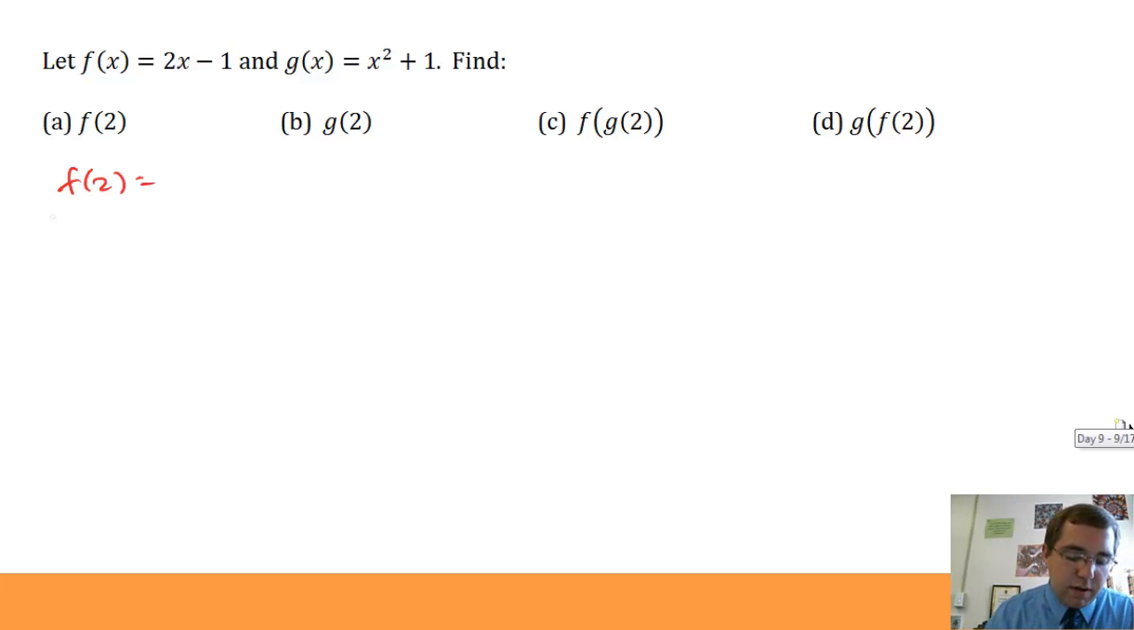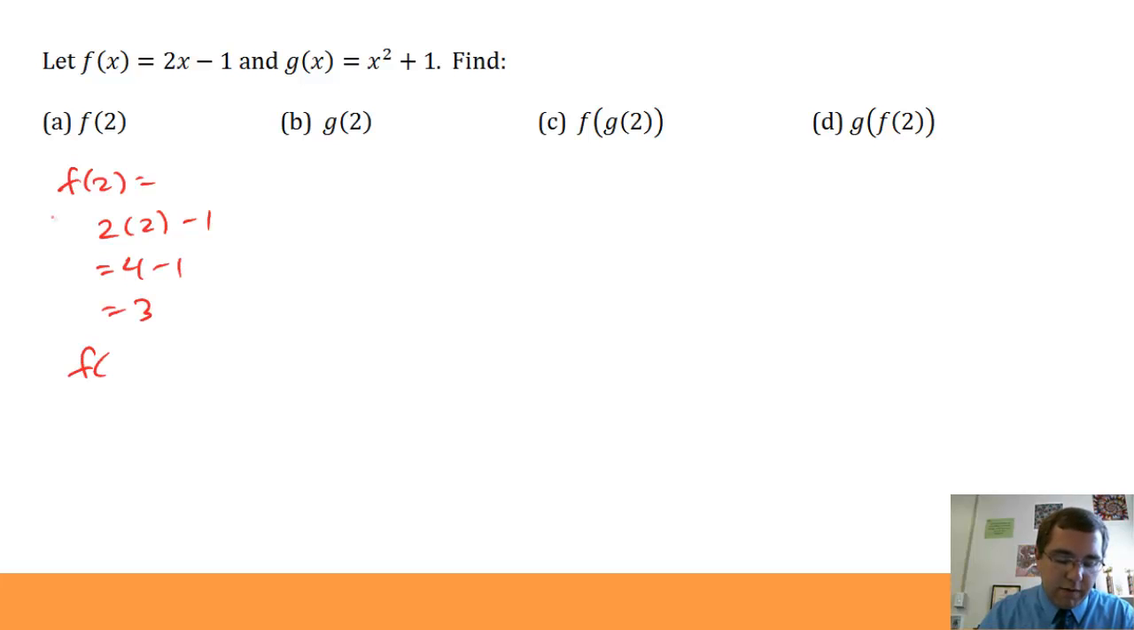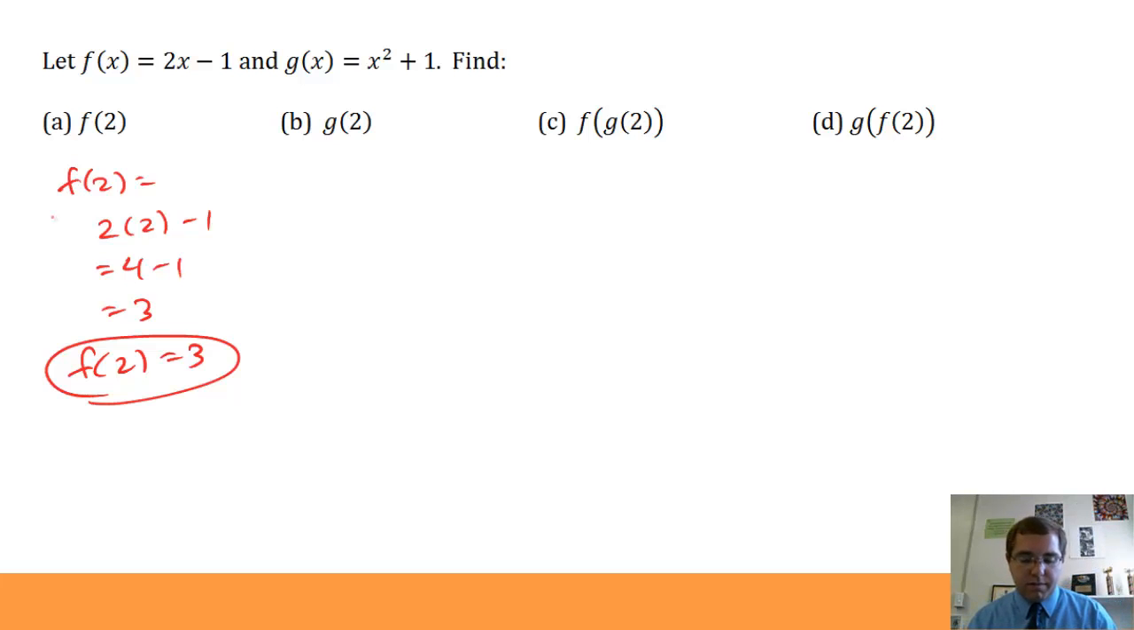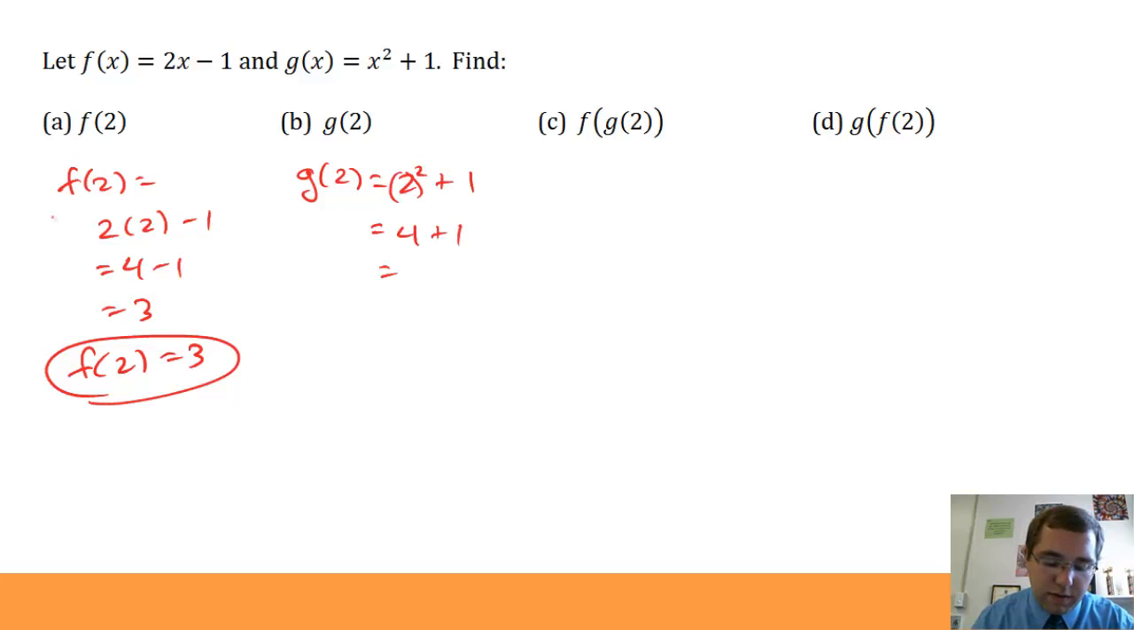So f of 2 means I plug in 2 for x in my function f. That's going to be 2 times 2 minus 1, which is 4 minus 1, which is 3. So f of 2 equals 3. I just plug in 2 for x and evaluate it. Okay, f is not a variable. f is just notation indicating a function. Same with g here. So g of 2 is going to be 2 squared plus 1. 2 squared is 4, plus 1 is 5. So g of 2 equals 5.